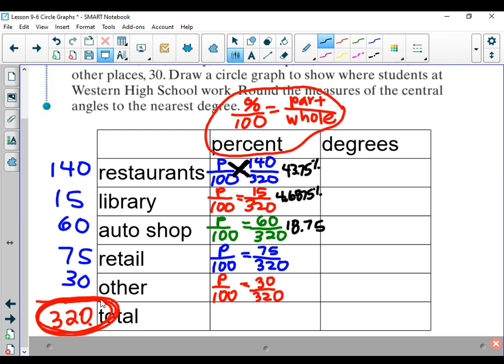Ooh, retail's another silly one. Wait, did that say 76? I got 75. Oh no, it's a 75. It's a sloppy 7. Oh my gosh, Ellie.